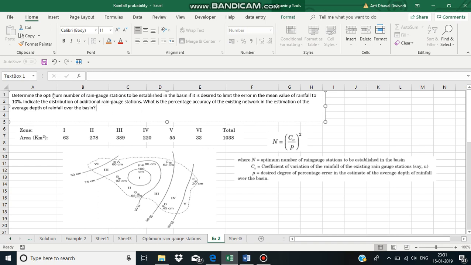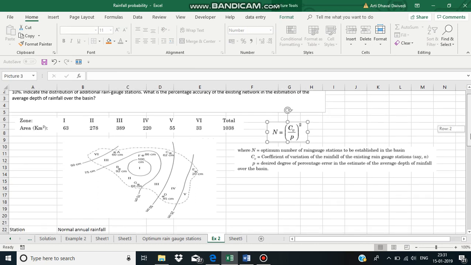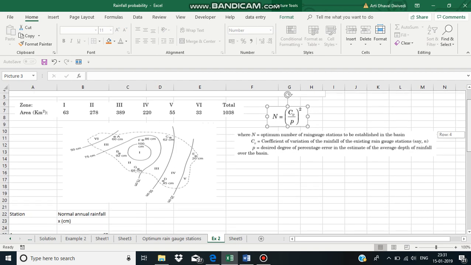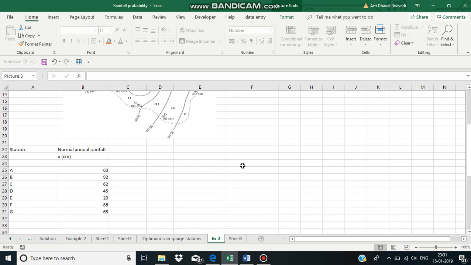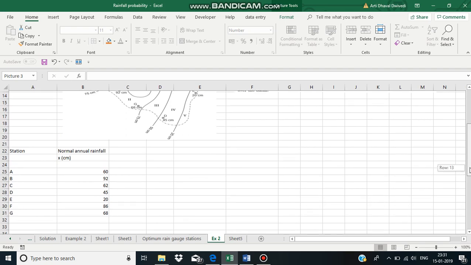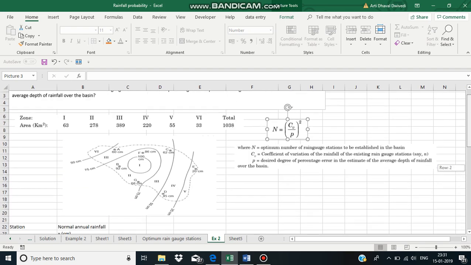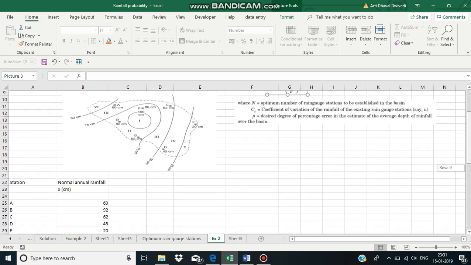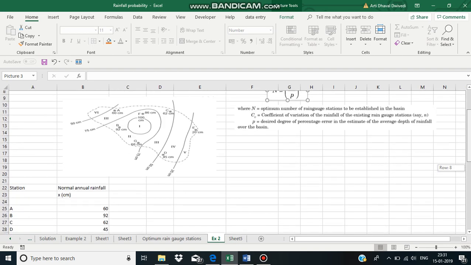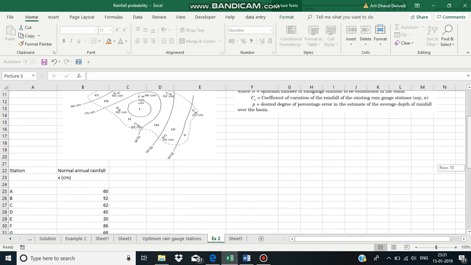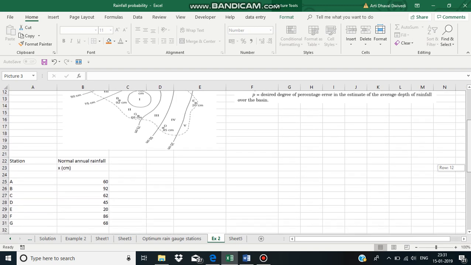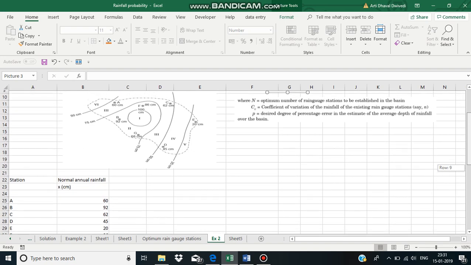So first we'll determine the optimum number of rain gauge stations. So we'll be using the same formula. N is equal to CV by P whole square. So these are the stations, and normal annual rainfall at each station is given: A 60 centimeters, B 92 centimeters, C 62 centimeters, D 45, E 20, F 86, and G 68 centimeters.